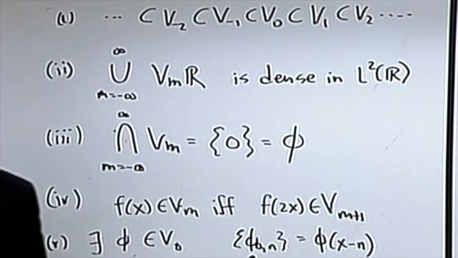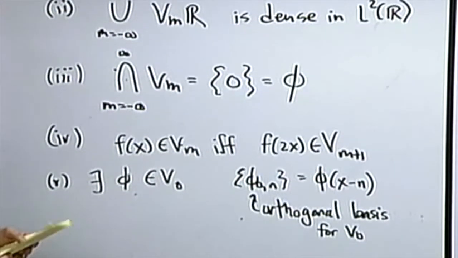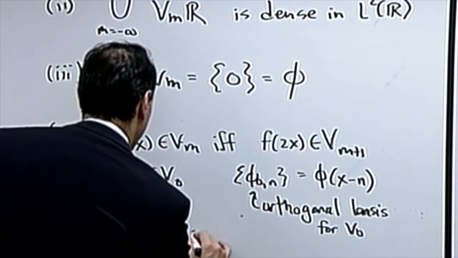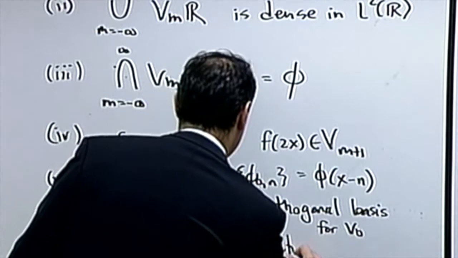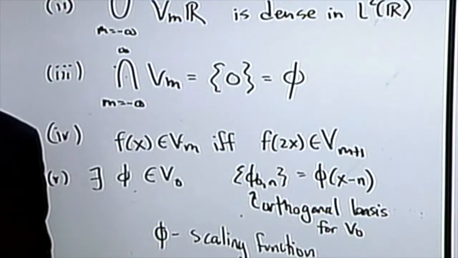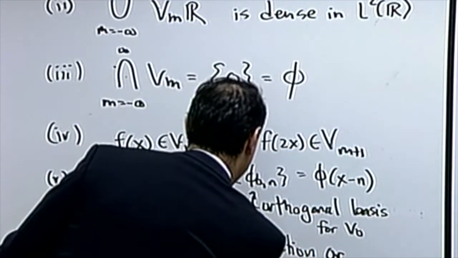Unfortunately, writing these properties down is all kinds of words. I don't like to write a lot on the board. I like to write equations, but sentences are a lot of writing. In phi, it's called a scaling function, or sometimes it's called the father wavelet.